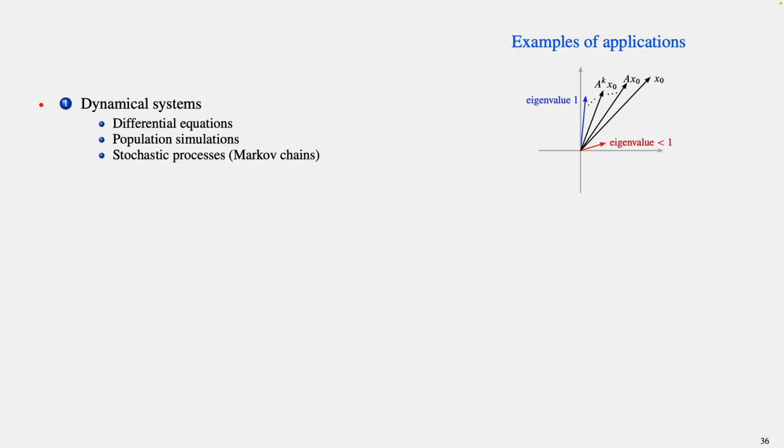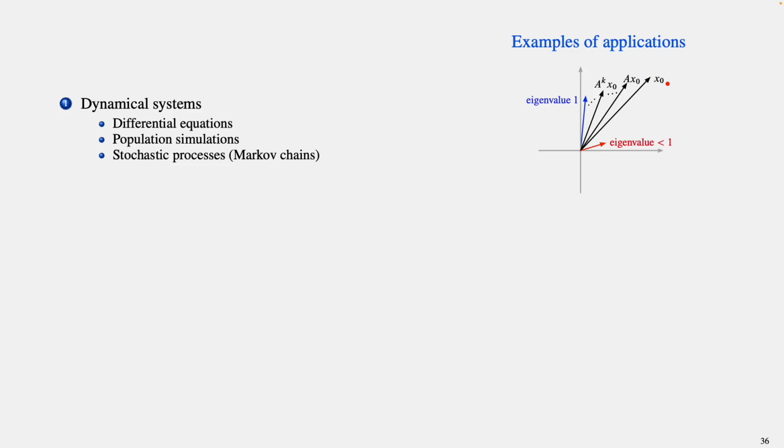One example is the study of dynamical systems, so systems that evolve over time. This could be differential equations or population simulations. And as a special case of this, the so-called stochastic processes given by Markov chains, where your state transitions are determined by certain probabilities. And this picture here suggests how such a dynamical system could work.